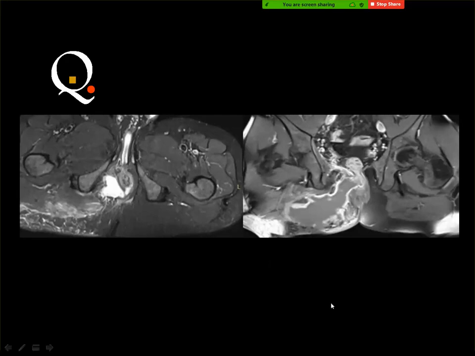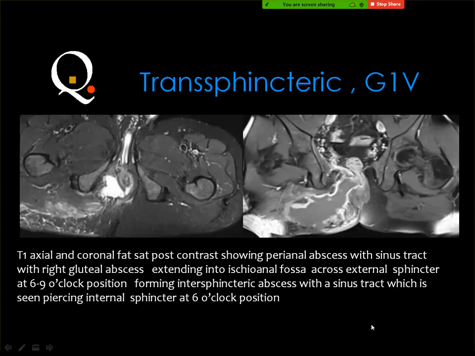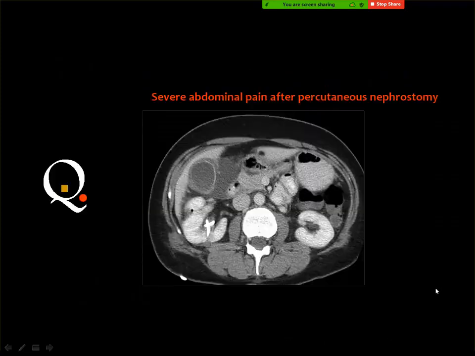Perianal fistula, perianal abscess, and abscess type? Type 4. Yes, type 4. Grade 4, transsphincteric, and it goes through the sphincters with the formation of a big abscess in the perineum. This is type 4. This patient had severe abdominal pain after percutaneous nephrostomy.